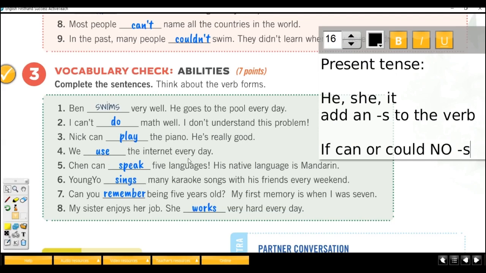Okay, we use the internet every day. Chen can speak 5 languages. Youngyo sings many karaoke songs with his friends every weekend. Can you remember being 5 years old? My first memory is when I was 7. My sister enjoys her job. She works very hard every day. Okay, good. So that is the grammar for this chapter. Let's go to the reading.